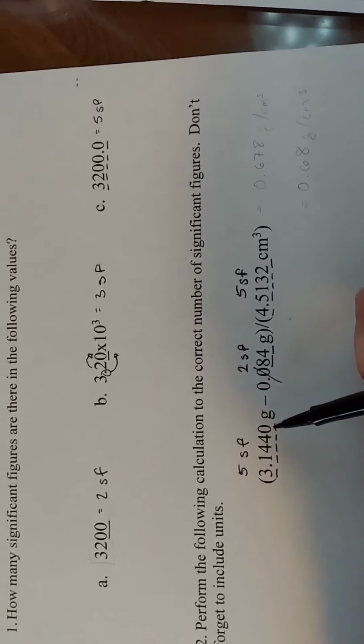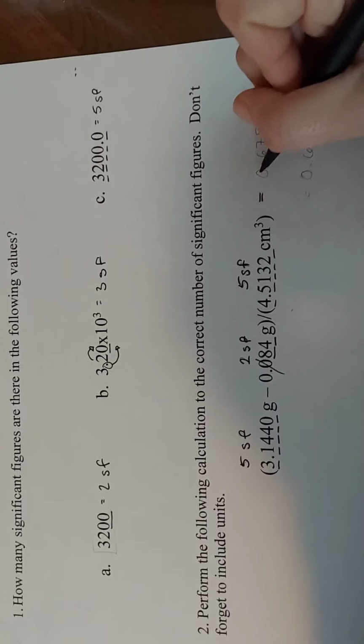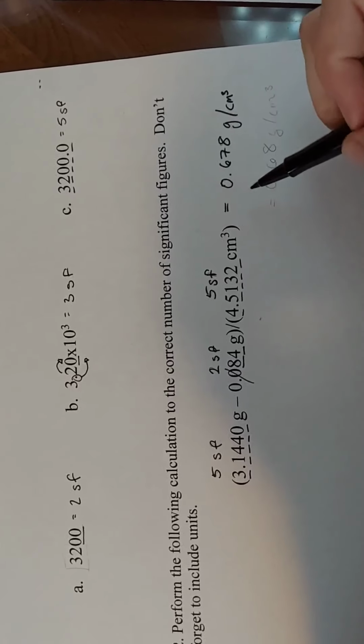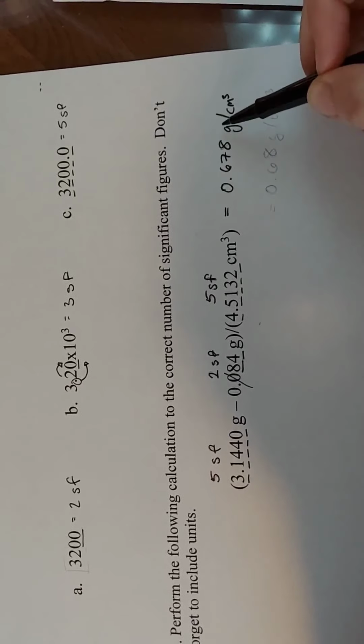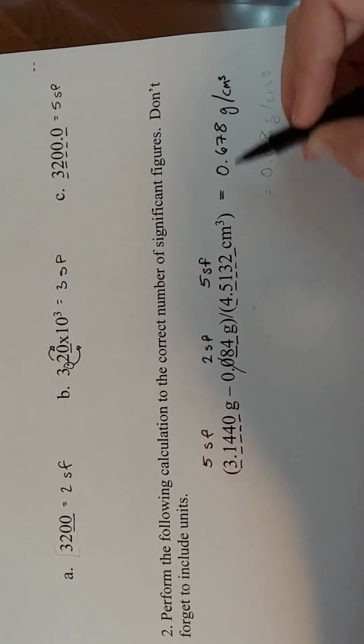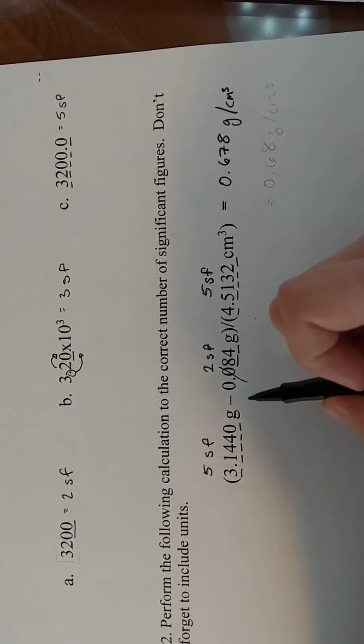So when I put this into my calculator, I get 0.678 grams over centimeters cubed. Of course, this was a much bigger number, but I'm going to stop it after 3 because I'm only going to 2 significant figures.